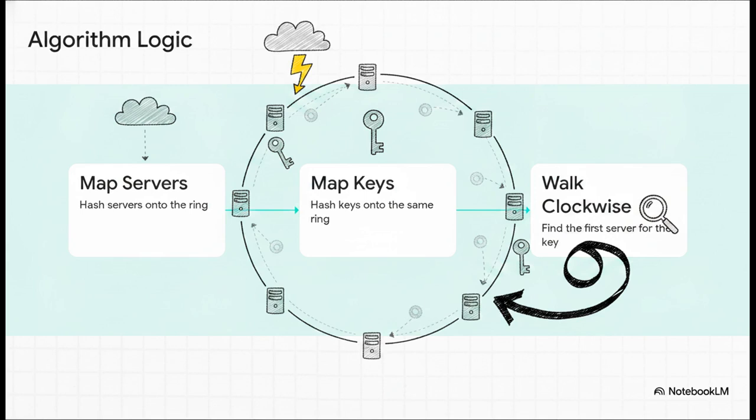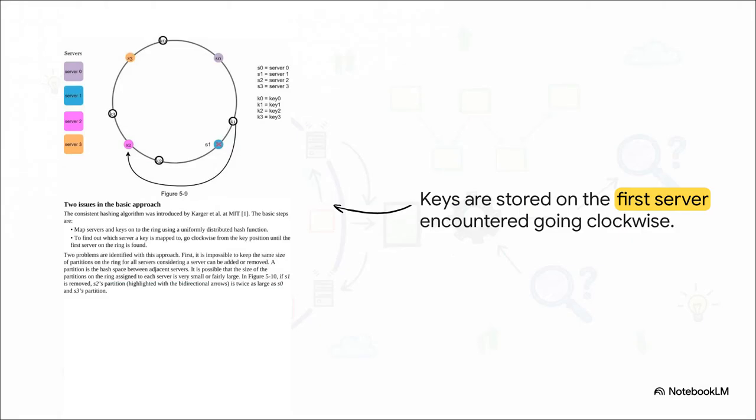With our ring established, the beautifully simple logic of the algorithm basically comes down to 3 steps. First, we take our servers using their IP addresses or names and hash them using a uniformly distributed hash function to place them onto specific points on the ring. Second, we take our data keys and hash them onto that exact same ring. Finally, to figure out which server stores a particular key, we just start at the key's position on the ring and walk clockwise. The absolute crucial point here lies in that spatial relationship. We start at a key, let's say key 0, and walk clockwise around the perimeter of the circle until we bump into the very first server. That's where the data lives.